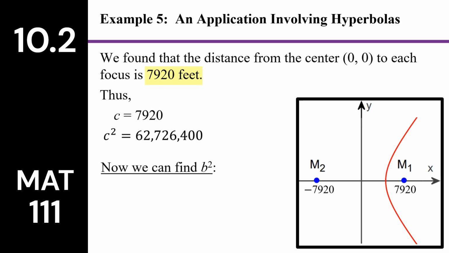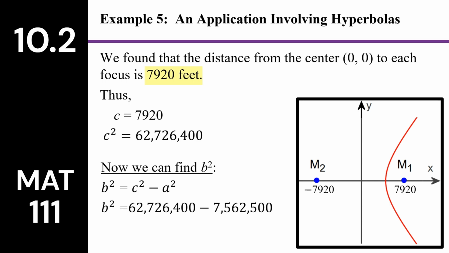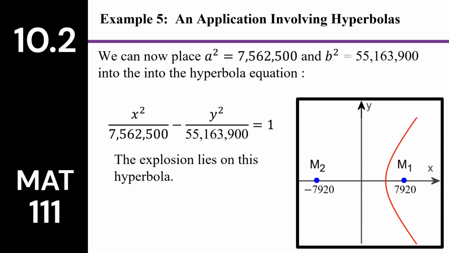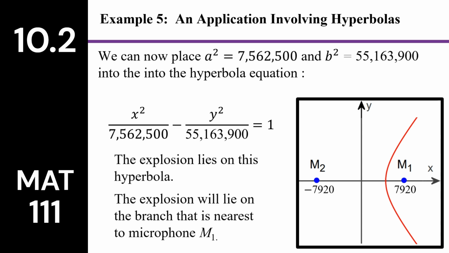We use the equation that relates a squared, b squared, and c squared, which is b squared equals c squared minus a squared. We substitute our values and subtract, which gives us b squared equals 55,163,900. We can now place a squared and b squared into our hyperbola equation. Therefore, we have found the explosion lies on this hyperbola. More specifically, the explosion will lie on the branch that is nearest to microphone M1.